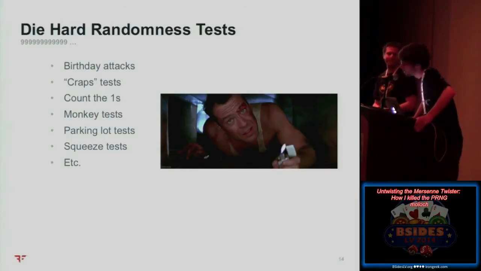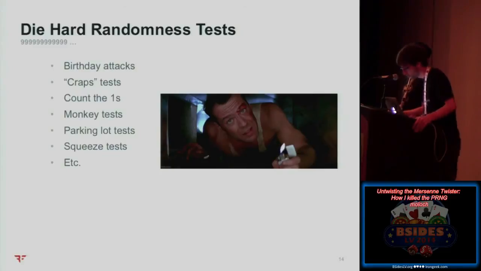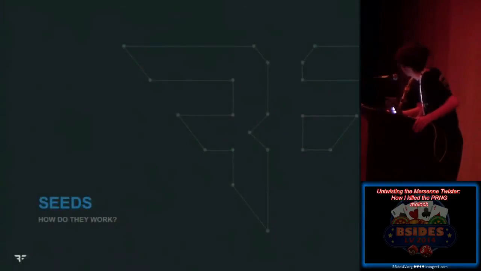So the Mersenne twister, which is the focus of this talk, passes all of these tests, and it has a very large period, but it's still not suitable for cryptography. We can still recover seeds. So how does that work?